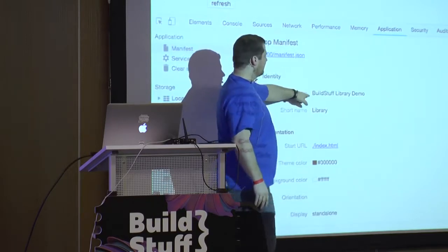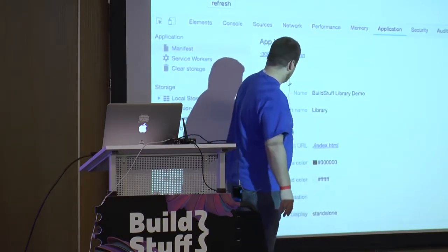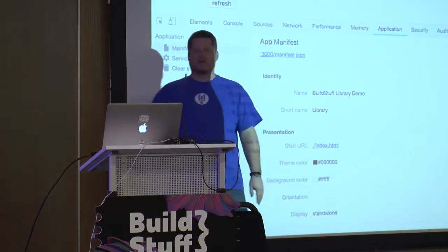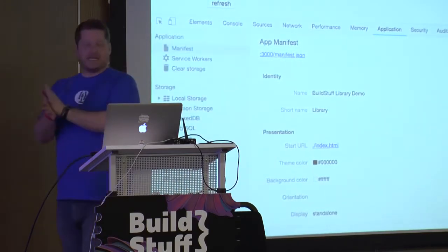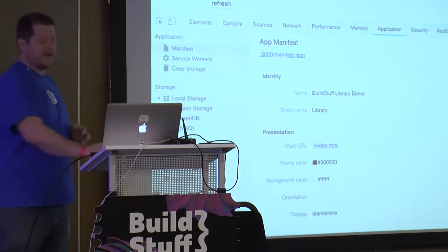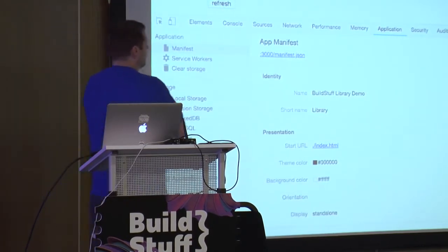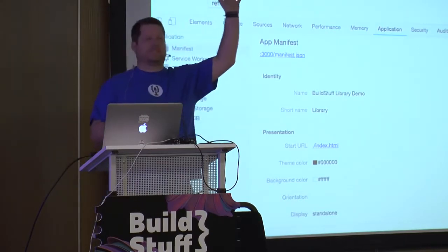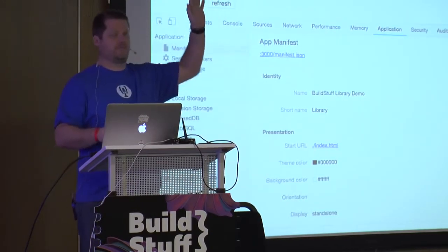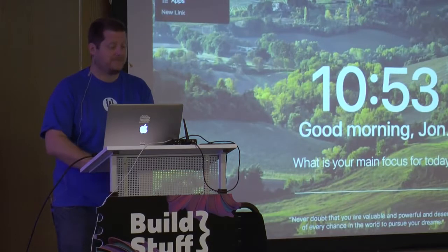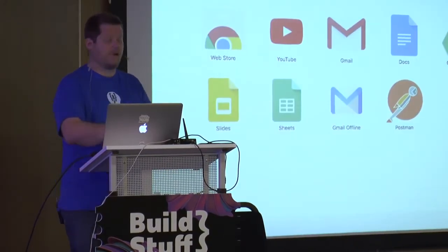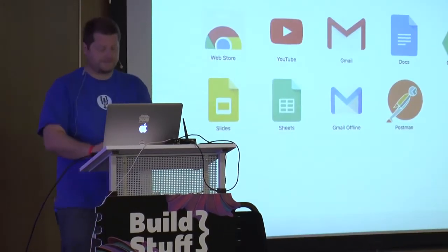Okay. Build Stuff Library Demo is the name. Index.html, I've got some colors. I also now have a link over here on the right side of my page that says add to home screen. Which is going, how many of you have apps installed in Chrome? Right, so if I come here and I go to apps, I have apps. I've got Postman and I've got some other things installed. TweetDeck.